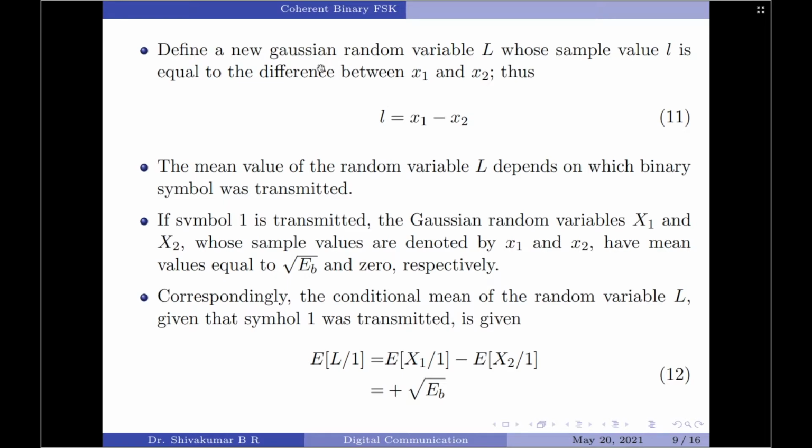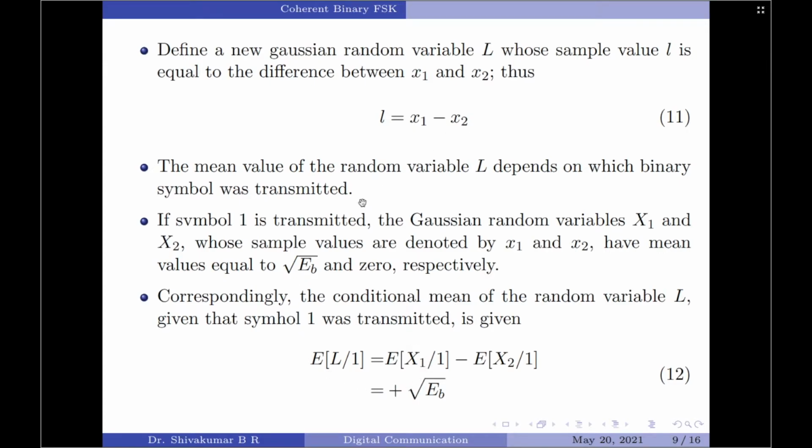So, let a Gaussian random variable capital L, which has a sample value of small l, be the difference between the coefficients x1 and x2. So, L equals x1 minus x2. By performing this operation, we have eliminated the complexity of the rest of the derivation by a large amount. So what I will now do is, instead of finding the likelihood functions for x1 and x2 separately, I will find the likelihood function for the variable L, which stands for the difference between x1 and x2, which in fact I have done here.